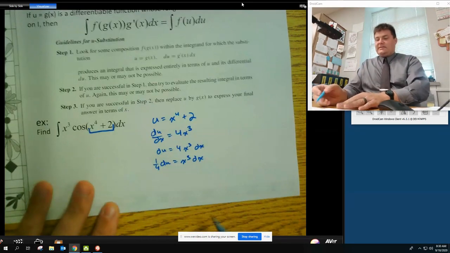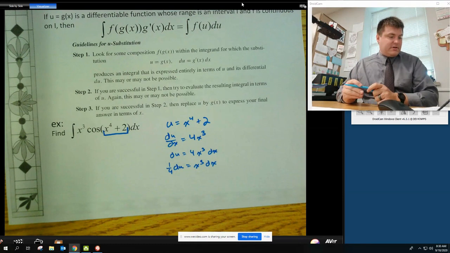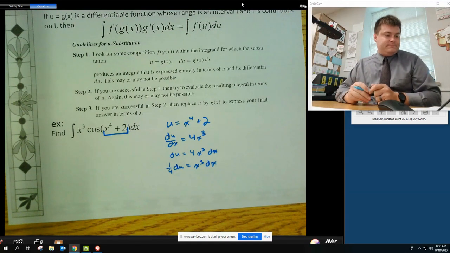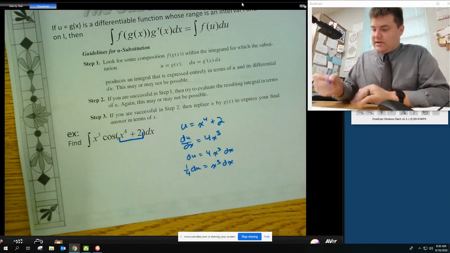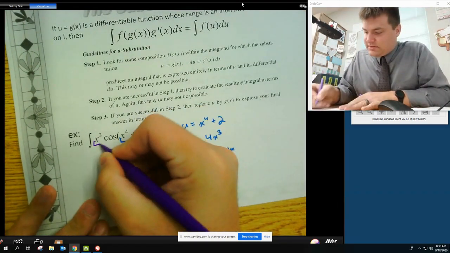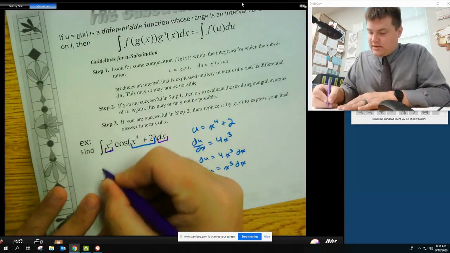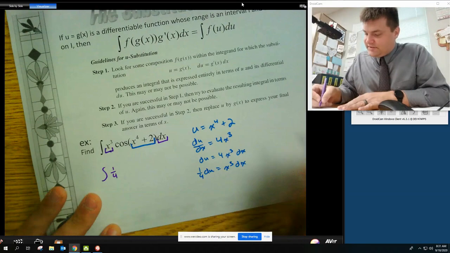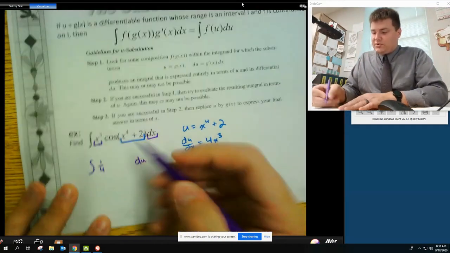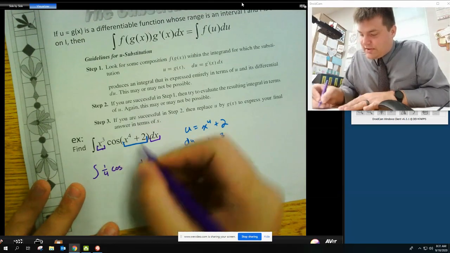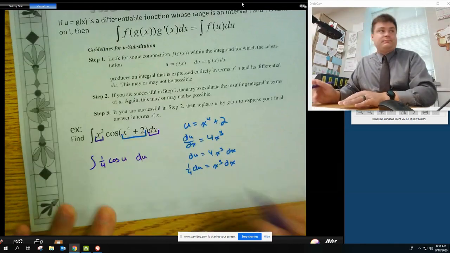So now I can take my x to the third dx and replace it with 1/4 du. So let's go ahead and do that. This x to the third dx is gone, right? And I'm replacing it with a 1/4 du. I'm leaving space, and you'll see why in a second. And then I didn't touch cosine, so cosine is still there. And then the inside, remember, I substituted that out. So that's just cosine of u.